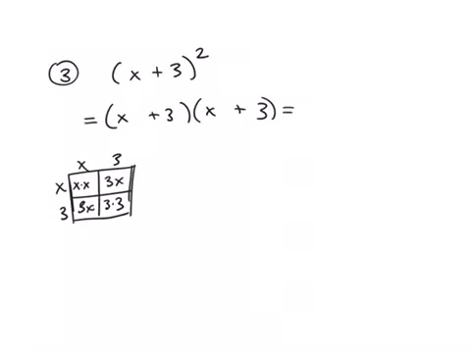So adding up all of my areas, I get x times x, which is x squared, plus 3x, plus another 3x, plus 9. x squared plus 3x plus another 3x plus 9. And the middle terms are the same kind. Like terms combine to make 6x.